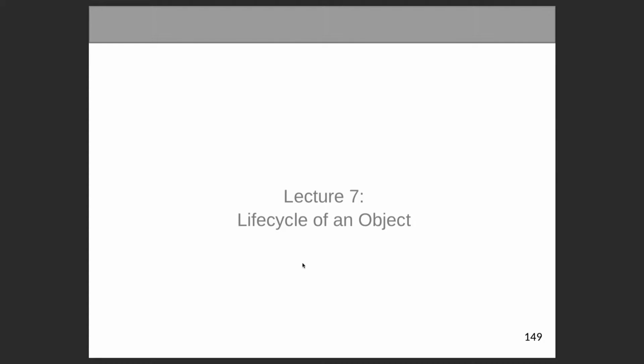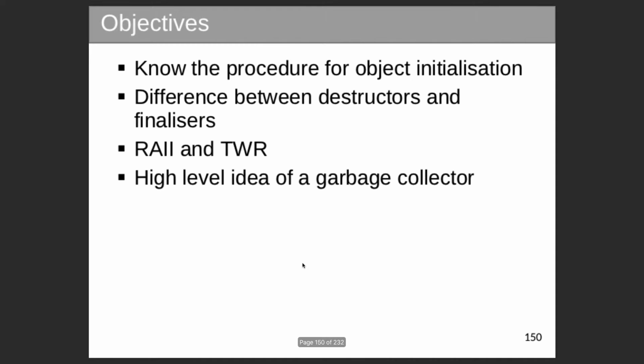Right. Today, life cycle of an object. By the end of the lecture, I want you to know the process that Java uses for initializing an object. The reason why this is important is that there are tricky swamp-infested areas around object creation that you want to try and avoid when you're writing code so that you don't get weird bugs in your program. We're going to talk about something called a destructor and a finalizer, and I want you to know the difference between those things.